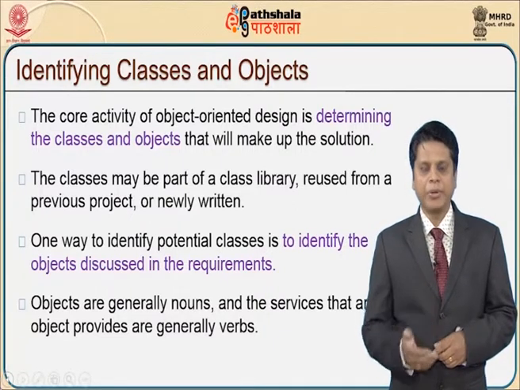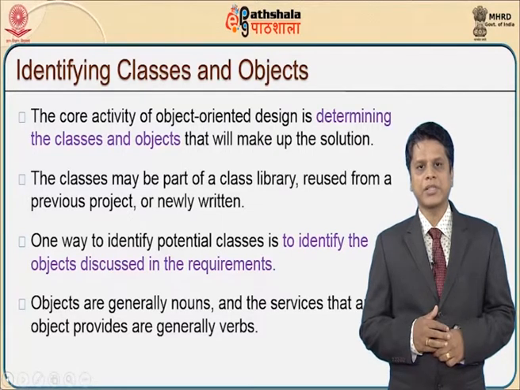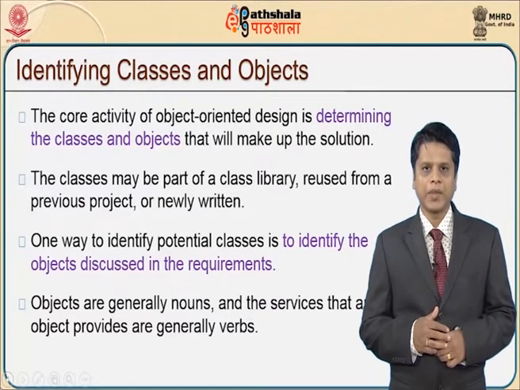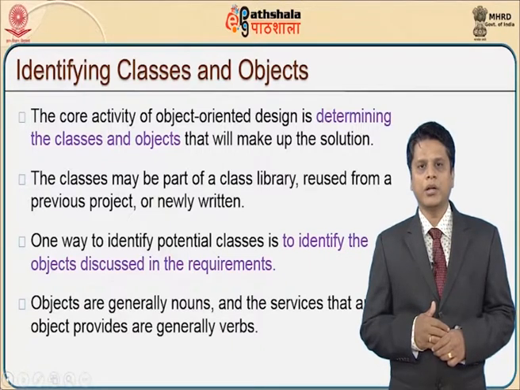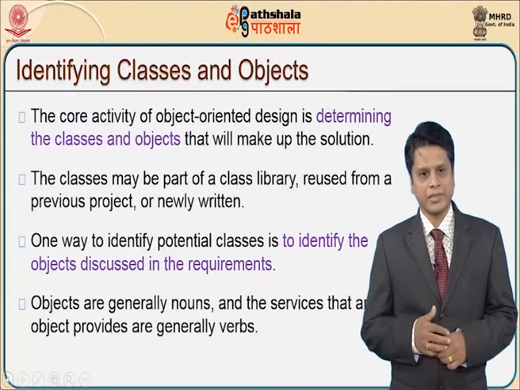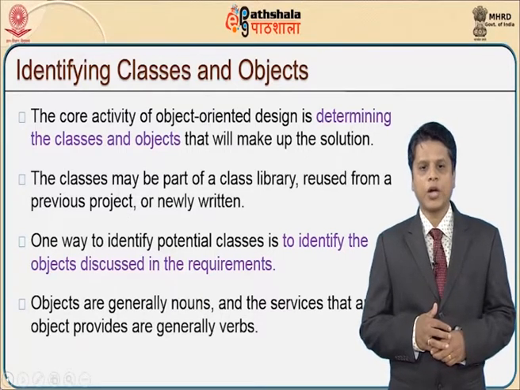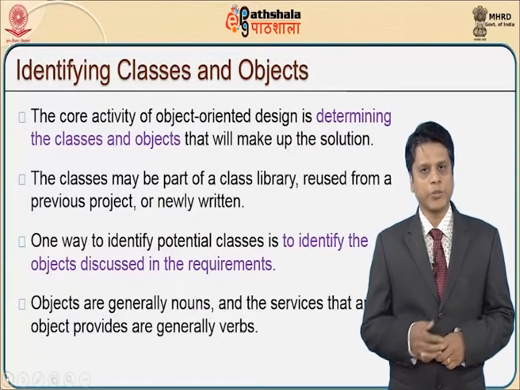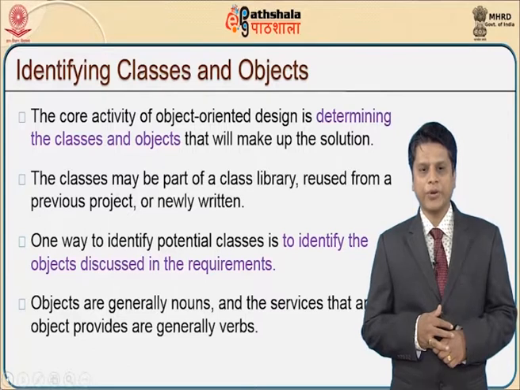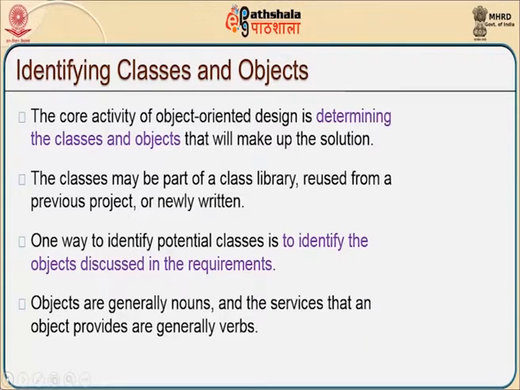Whenever we are about to implement the problem that has been given, if it is understood as what, converting into how, we will convert it in terms of classes and objects. Classes are part of a class library, reused from a previous project, or they can also be rewritten. One way to identify potential classes is to identify objects discussed in the requirements. Objects are basically nouns, and services that an object provides are generally verbs. So methods can be a verb, and an object is generally a noun.